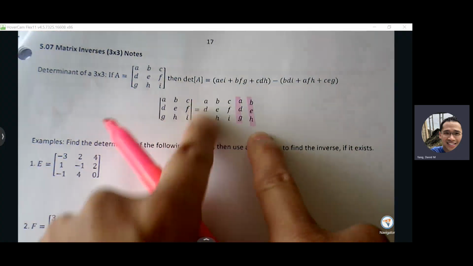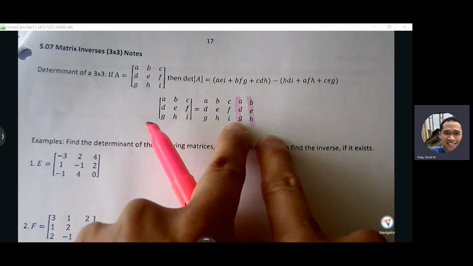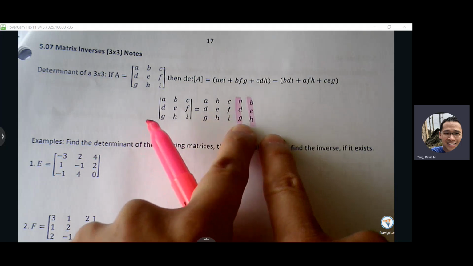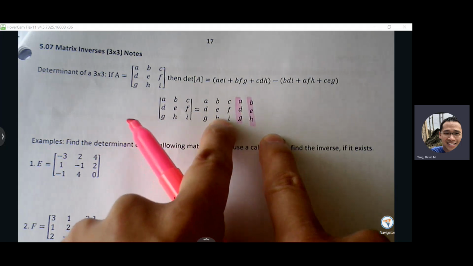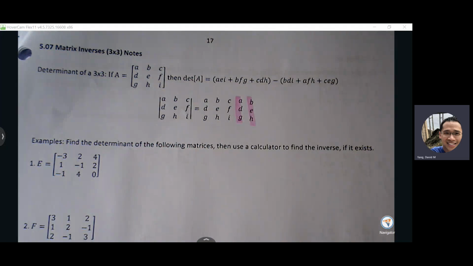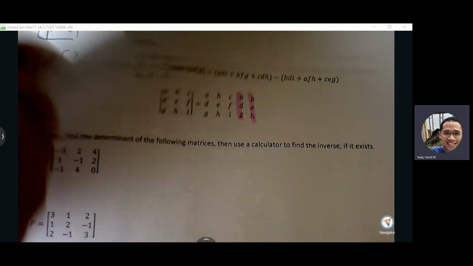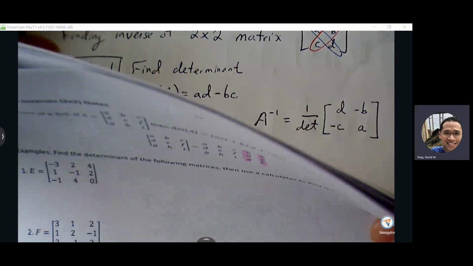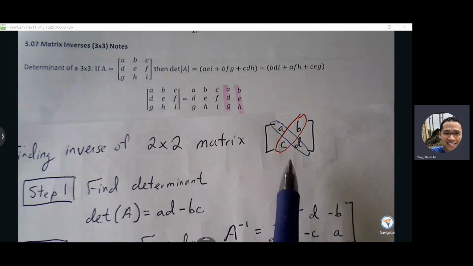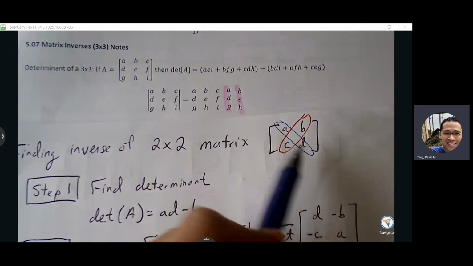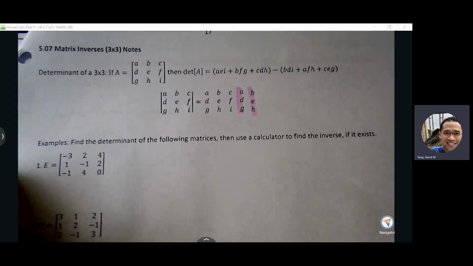So the first column is A, D, G. You're going to duplicate that as your fourth column. And then your second column, you duplicate as your fifth column. And then we're going to be working from a diagonal perspective. You know how with a 2x2 matrix, the diagonal is easy. It's just AD minus BC. But with the 3x3 matrix, there's a lot more going on. Okay, but it's the same idea.